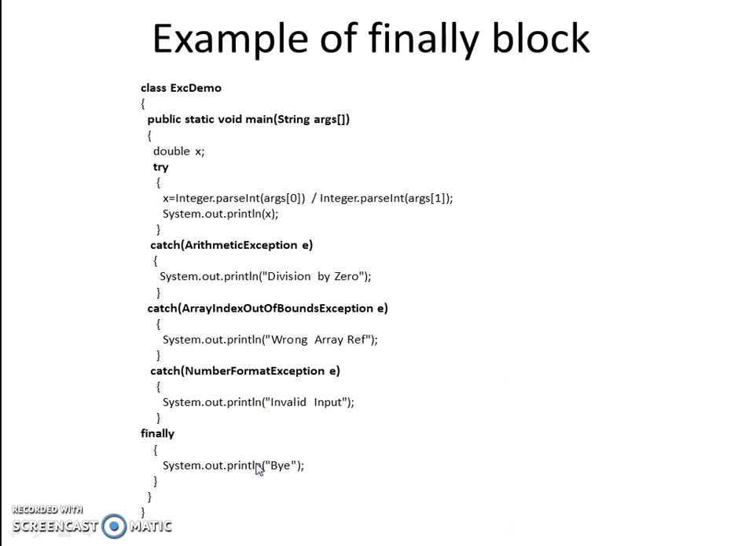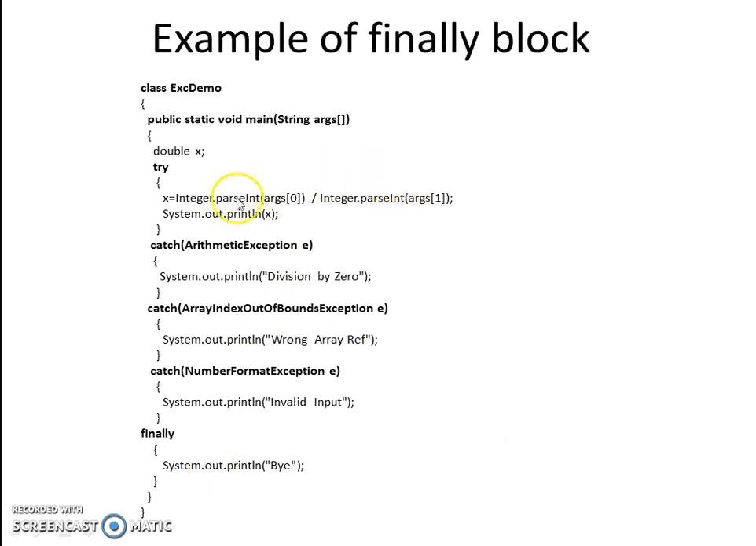Next, in the same program, we have added a new block which is a finally block. Now the finally block is used when we want a certain set of statements to be executed irrespective of whether an exception occurs or not. For example, in this program, if an exception occurs at this statement, then the appropriate catch block will be executed and then the finally block will be executed.